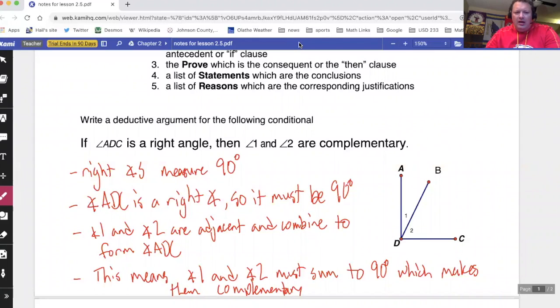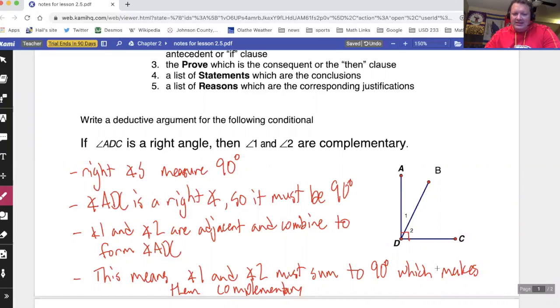I've written down 4 or 5 statements here that connect us from our if to our then. It's not done very formally, but here are some things we might have noticed based on the diagram and the given information. It says ADC is a right angle, and it would be smart to go ahead and mark that over here, right angle. Then 1 and 2 are complementary. Let's think about how we would go from the if to the then. First of all, we know that right angles measure 90 degrees. That tells us that angle ADC has to be 90 degrees, just since it says it's a right angle.